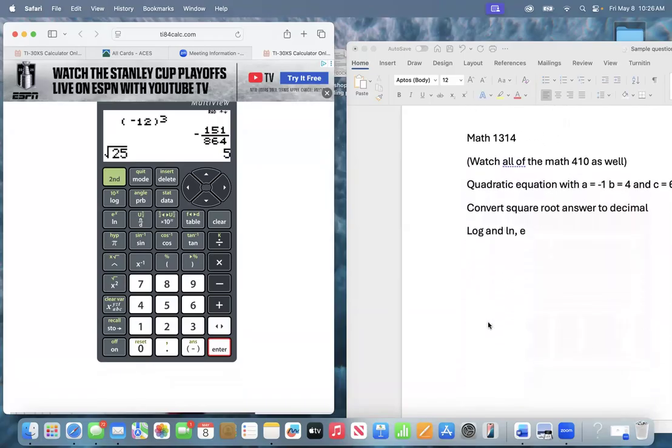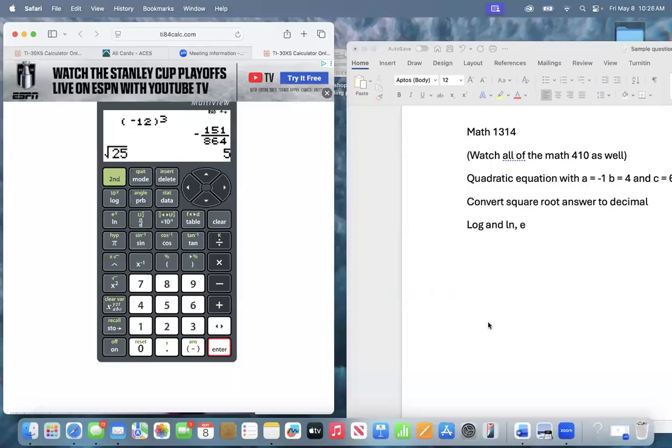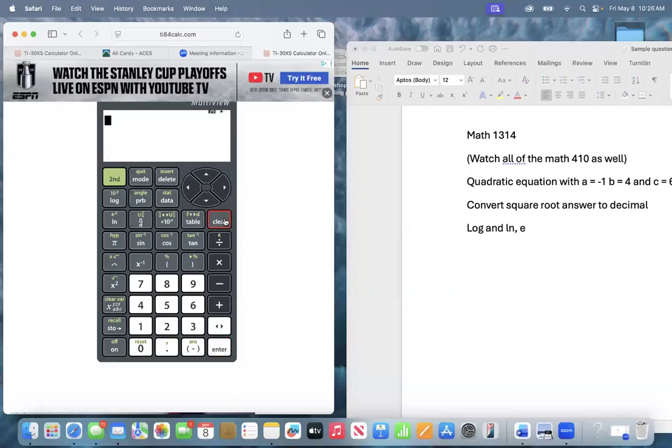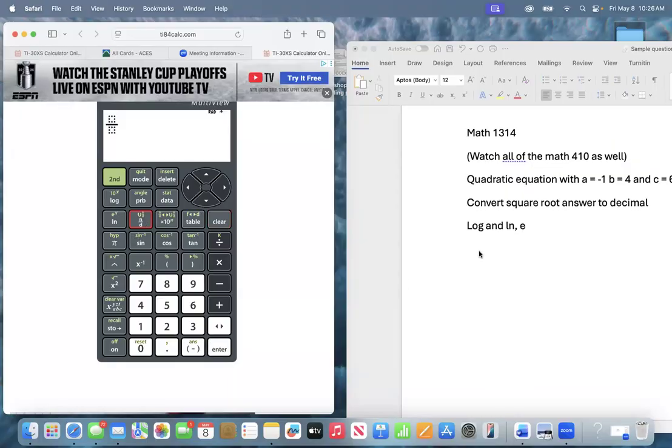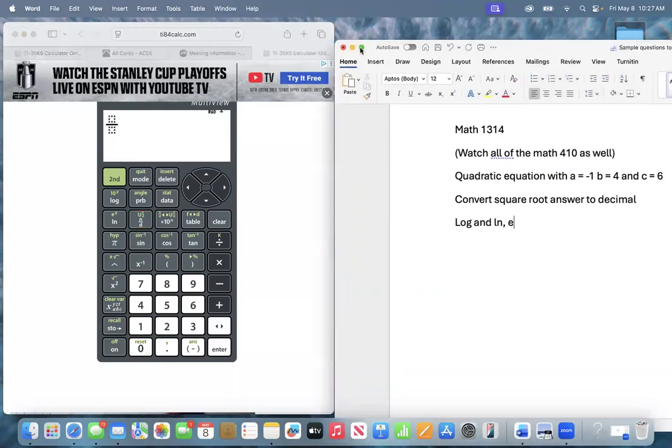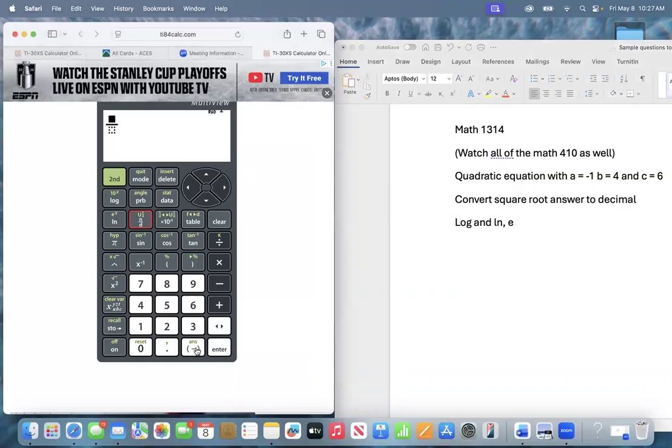Math 1314, let's look at how to enter a quadratic equation. So you would start off with a fraction button, and for us, we're going to use an A of -1, a B of 4, and a C of 6. So negative, make sure it's that one. Didn't take. Negative B.